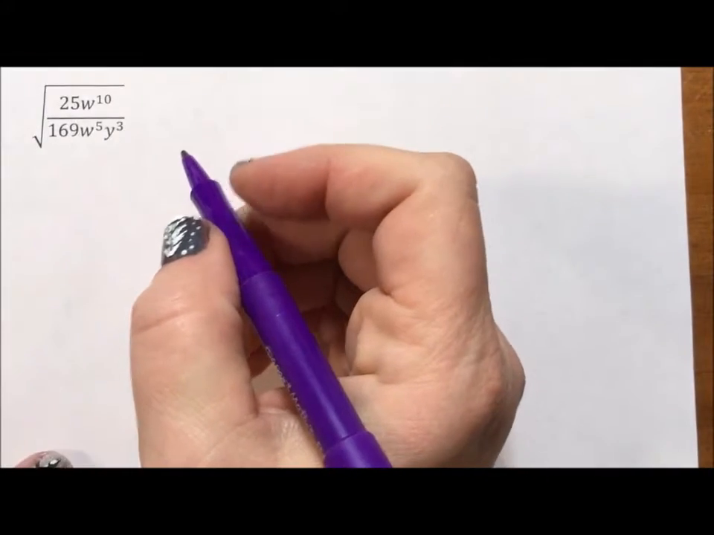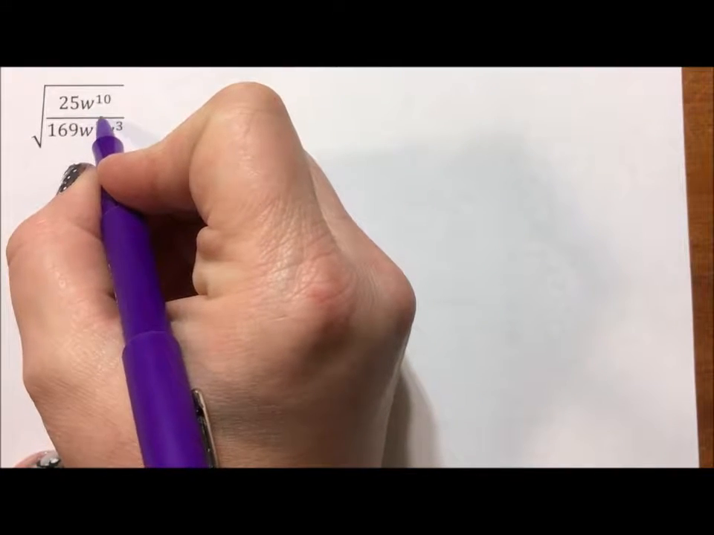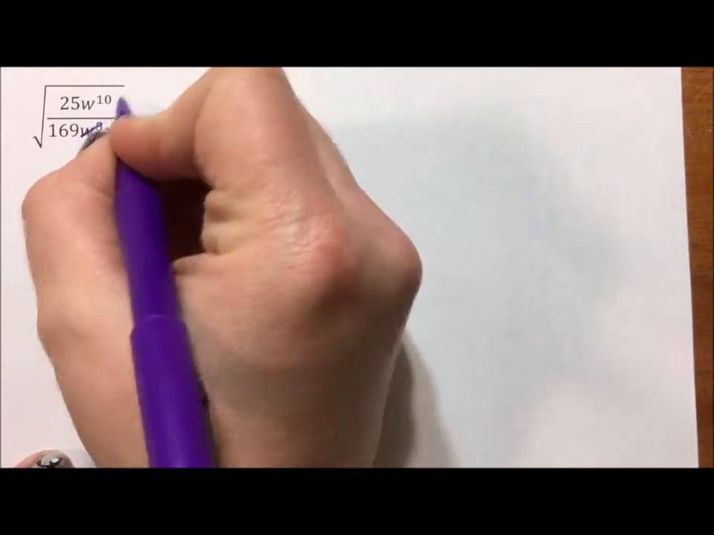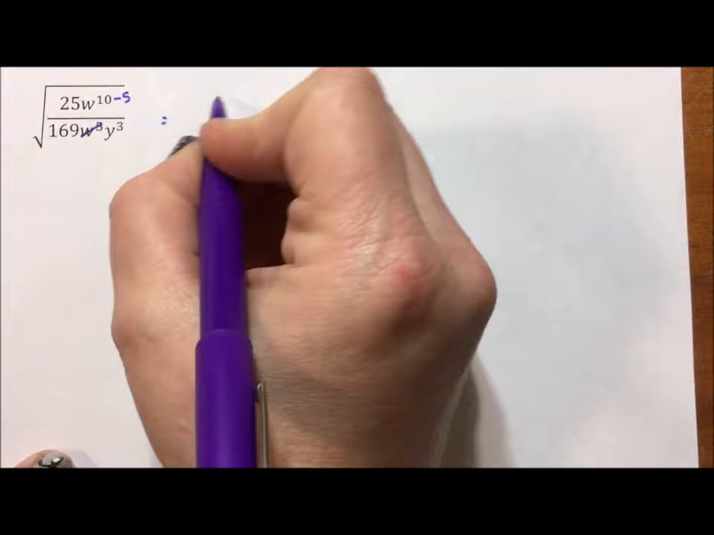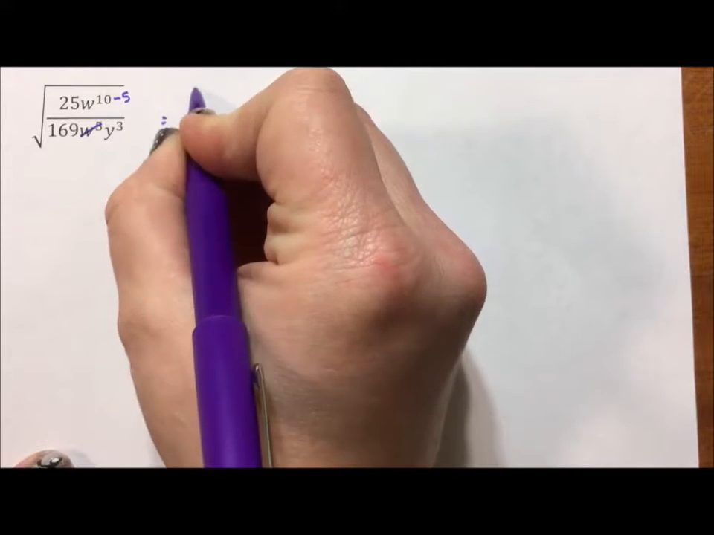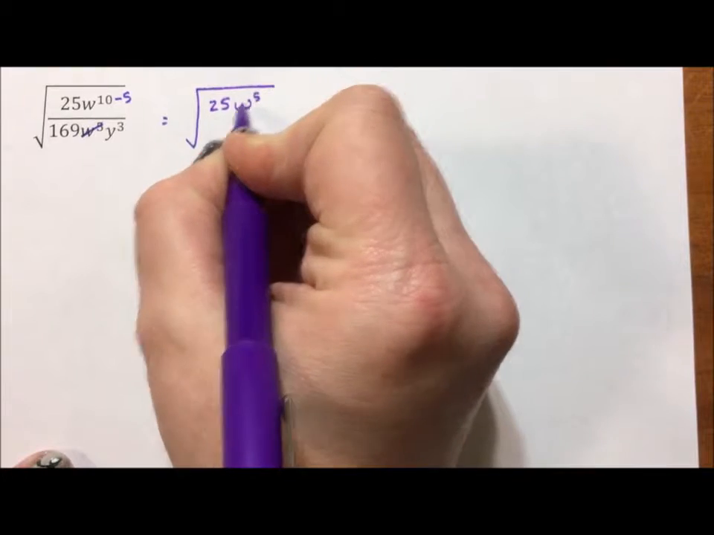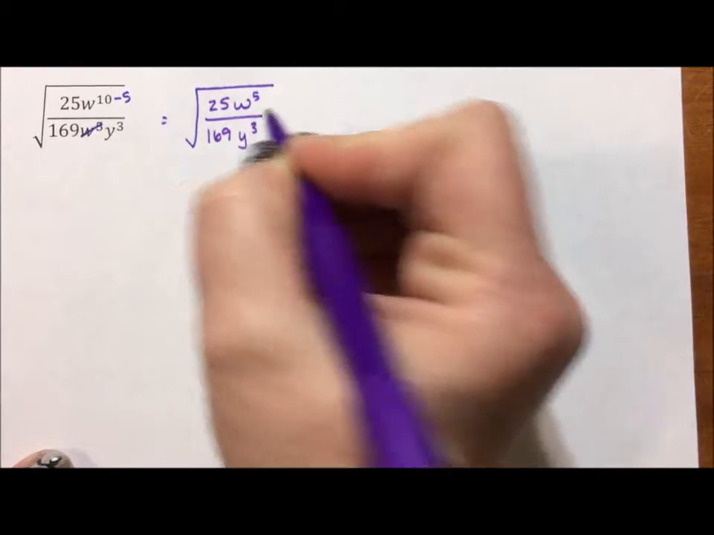Today I'm doing a series of videos on radicals. In this video I am going to reduce this fractional radical. So the first thing I'm going to do is notice that there are 10 w's in the numerator, 5 in the denominator. I'm going to reduce the fraction. I'm going to end up with the square root of 25w to the 5th over 169y cubed.